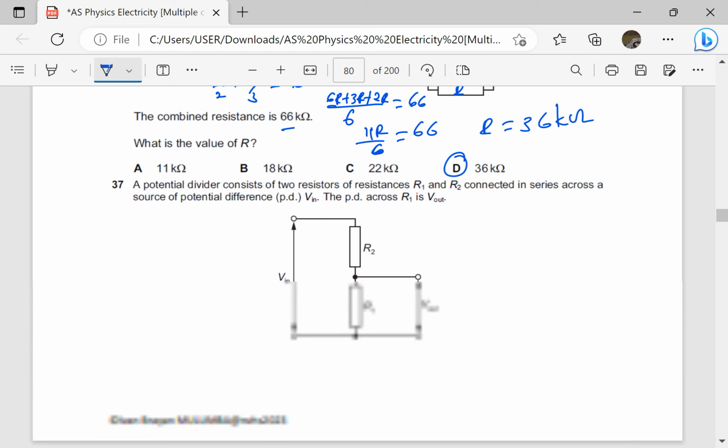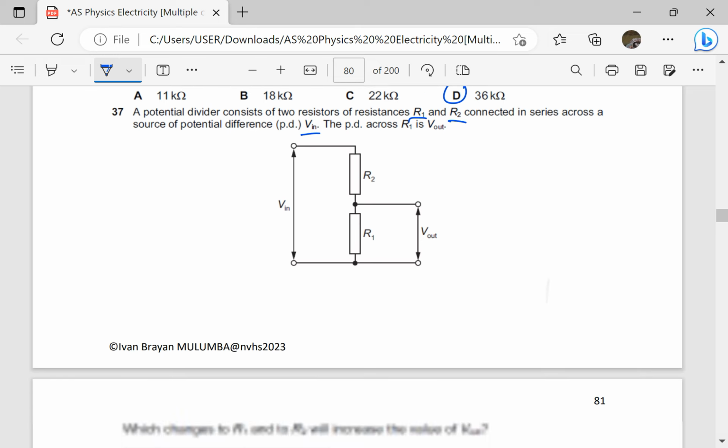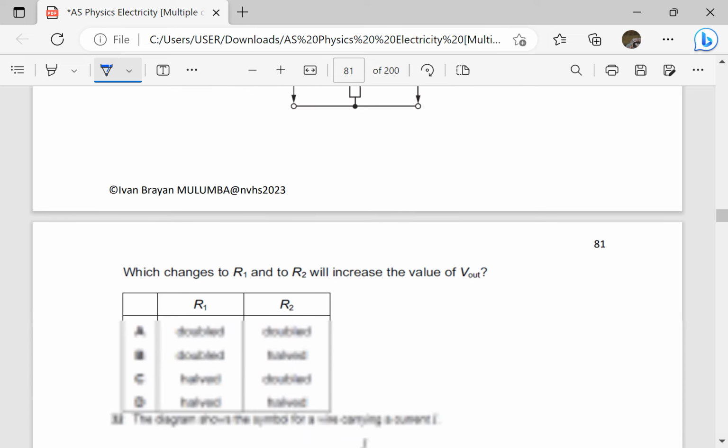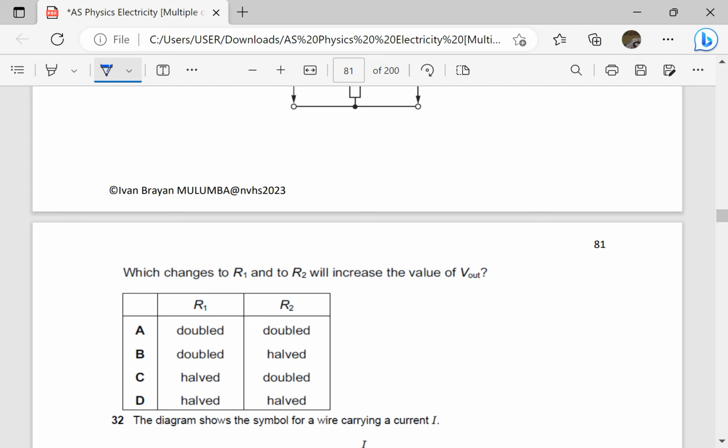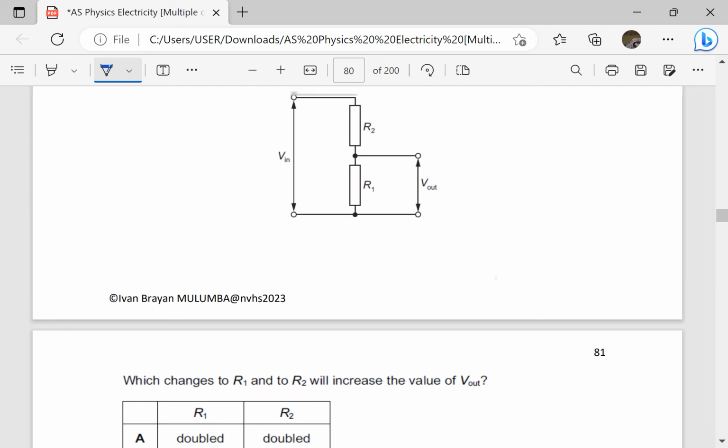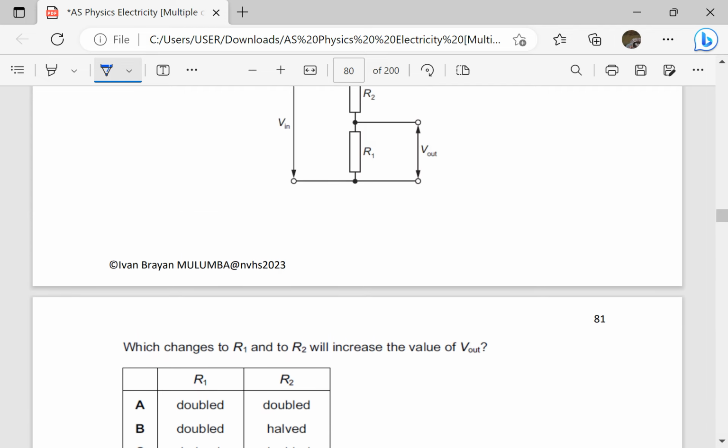A potential divider consists of two resistors of resistances R1 and R2 connected in series across a source of PD V in. Which changes to R1 and R2 will increase the value of V out?